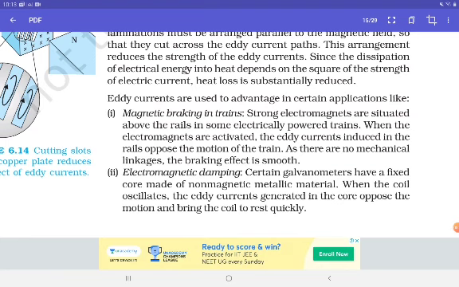Strong electromagnets are situated above the rails in some electrically powered trains. When the electromagnets are activated, the eddy currents induced in the rails oppose the motion of the train as there are no mechanical linkages. The braking effect is smooth. Electromagnetic damping: certain galvanometers have a fixed core made of non-magnetic metallic material. When the coil oscillates, the eddy currents generated in the core oppose the motion and bring the coil to rest quickly.